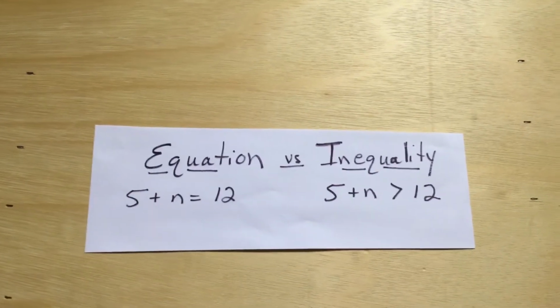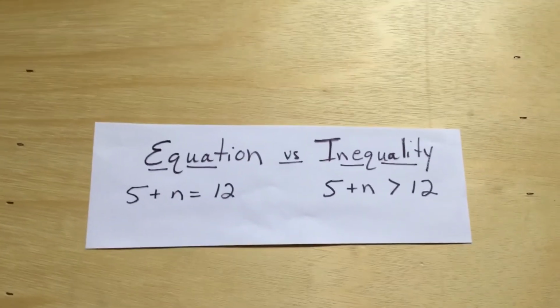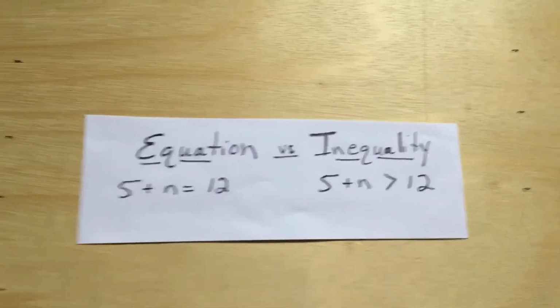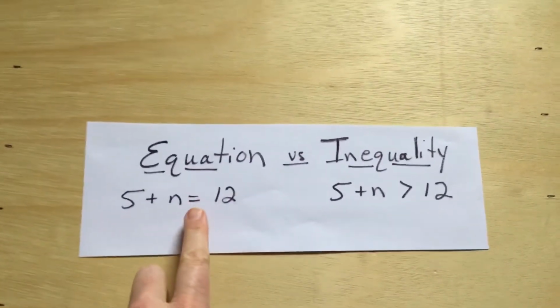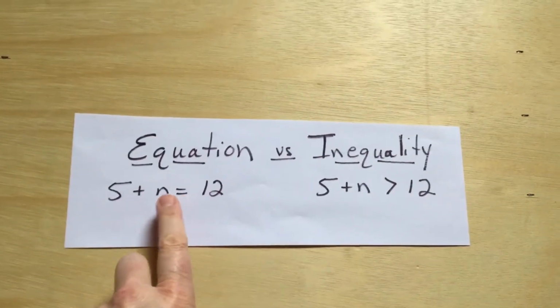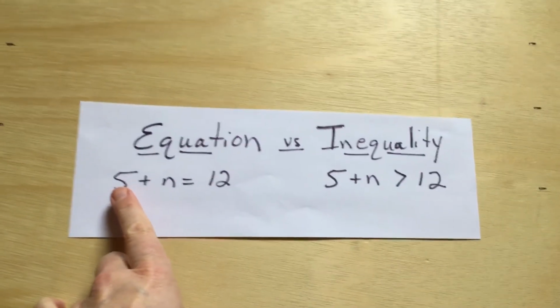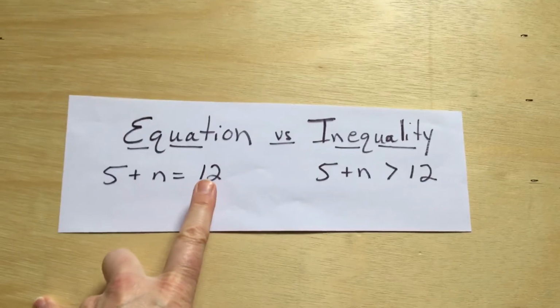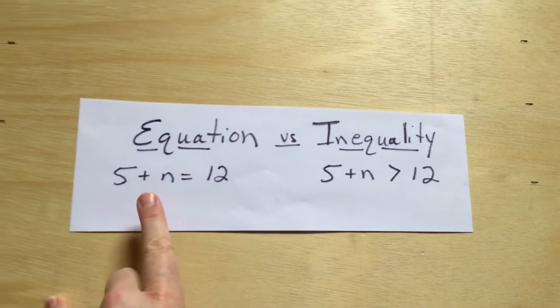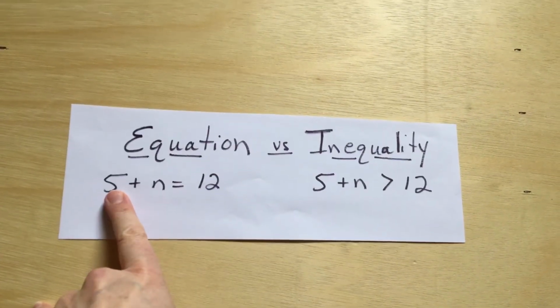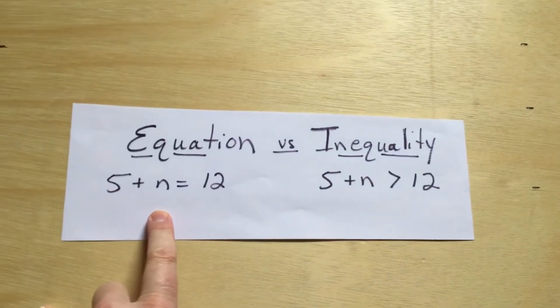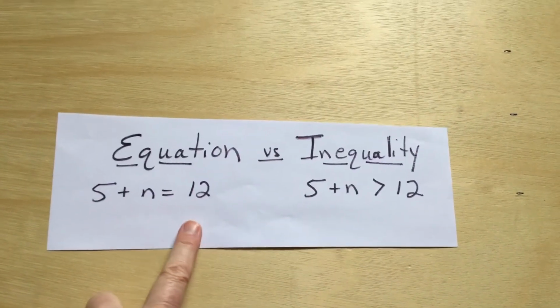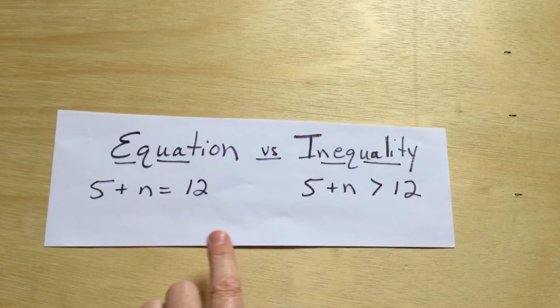Hello everyone. This week we're going to continue working with equations, and an equation has an equal sign in it, and you've done these before. Here's a simple one: 5 plus n equals 12, and you would know how to solve that by getting rid of the 5, isolating the n, and then you'd have the answer. And we'll look at that in a minute.